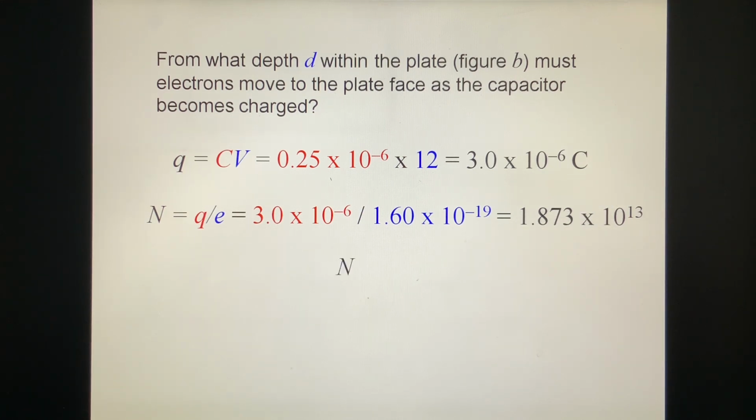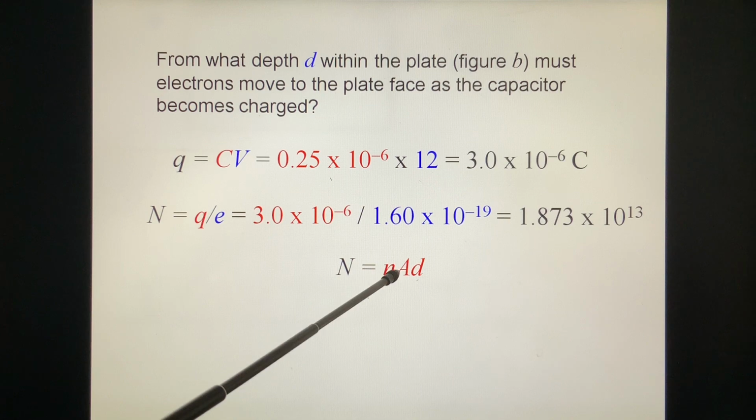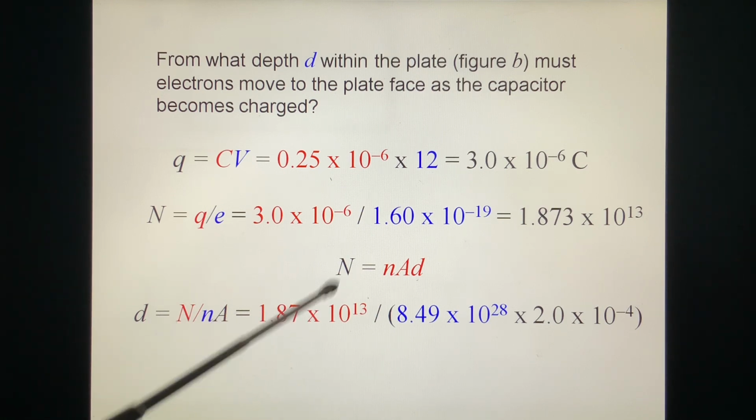And then we see that this total number equals N A D. This is the area filled with carrier. The volume is A D. N is the number of carriers in copper per unit volume, per cubic meter. We know N, we know A, we know D, so we can find D. This is the answer we want to find.